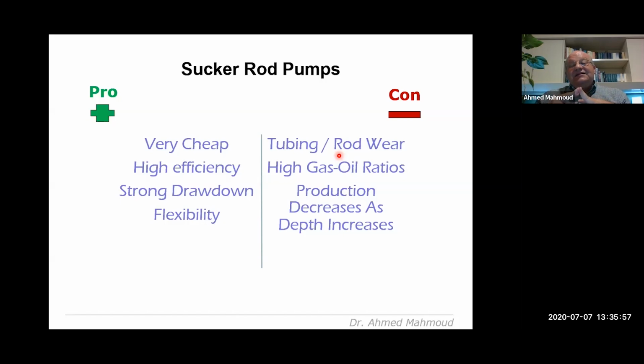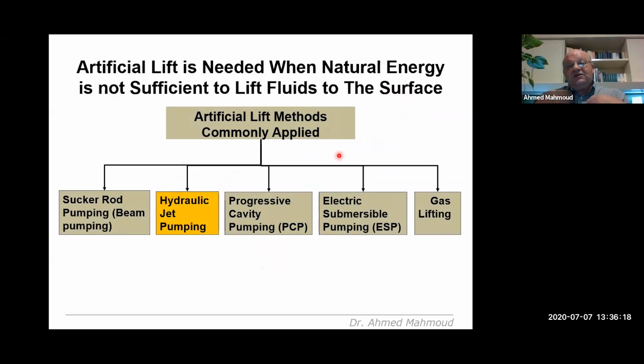Okay, it doesn't really work that well in high gas oil ratios. Okay, and it's depth sensitive. Okay, so it will still work on very high depth, but it will give you a bit less production. But on the overall, Saccharod is one of the heroes of artificial lift methods. Okay, so let's go into the next one, the hydraulic jet pumping method.